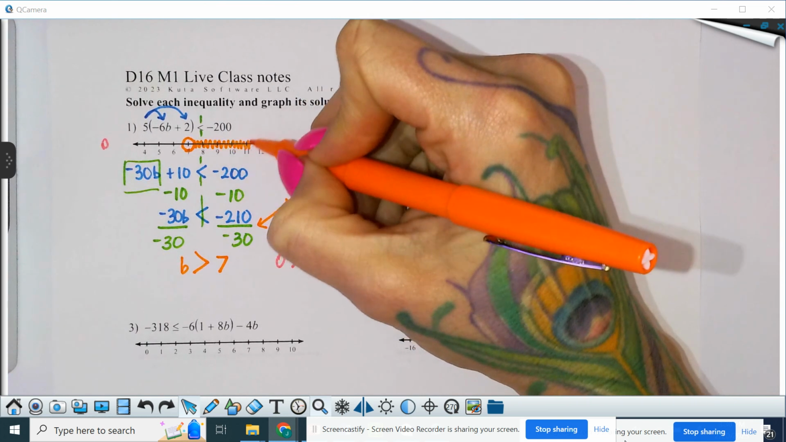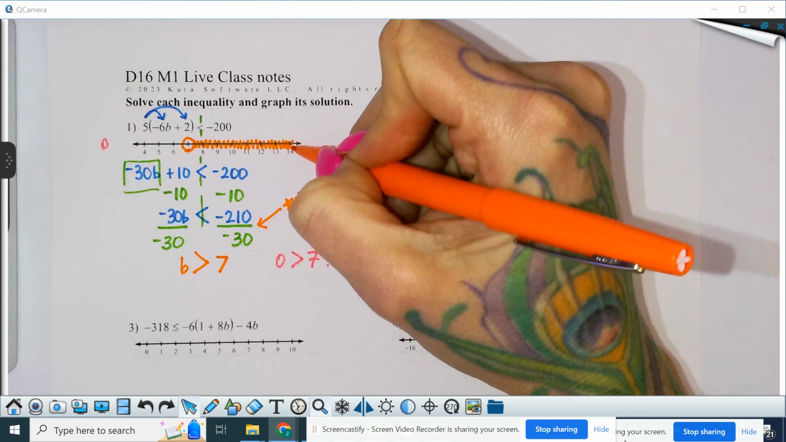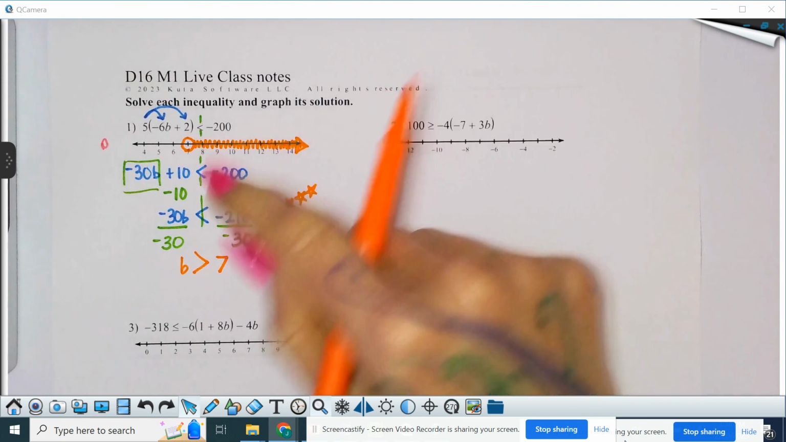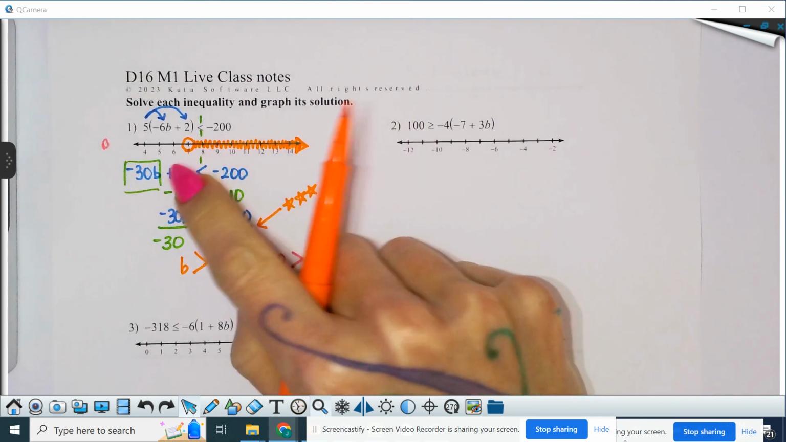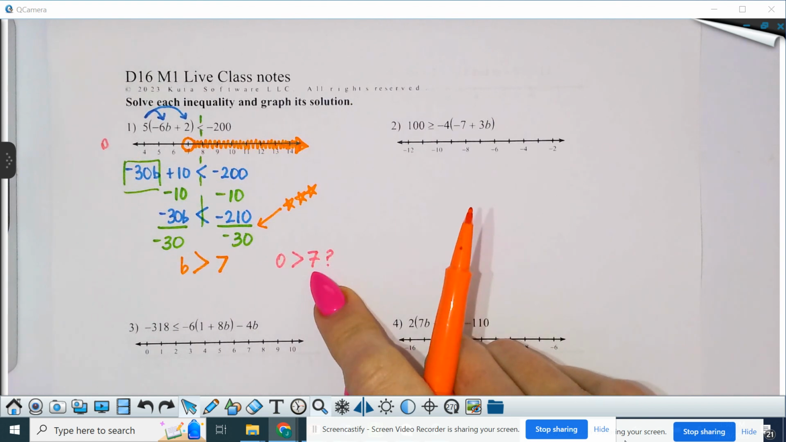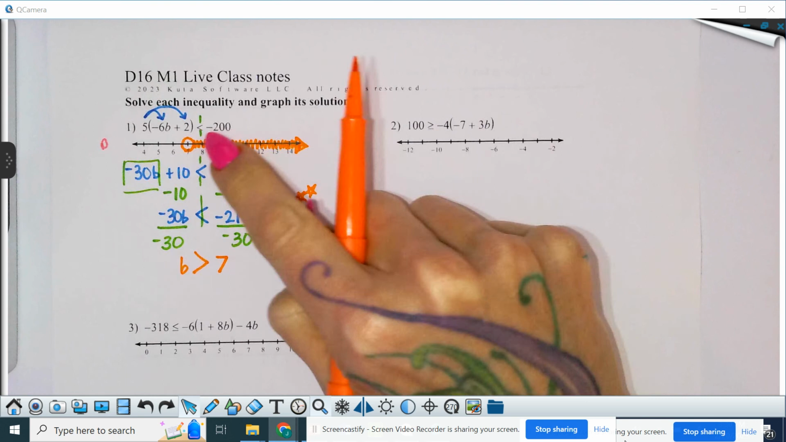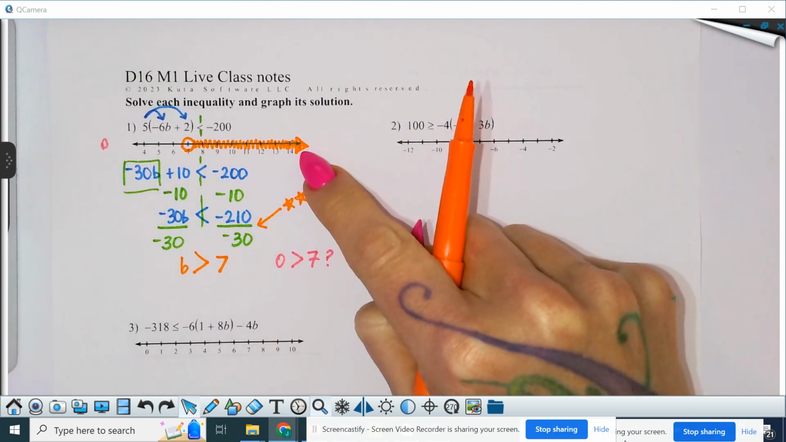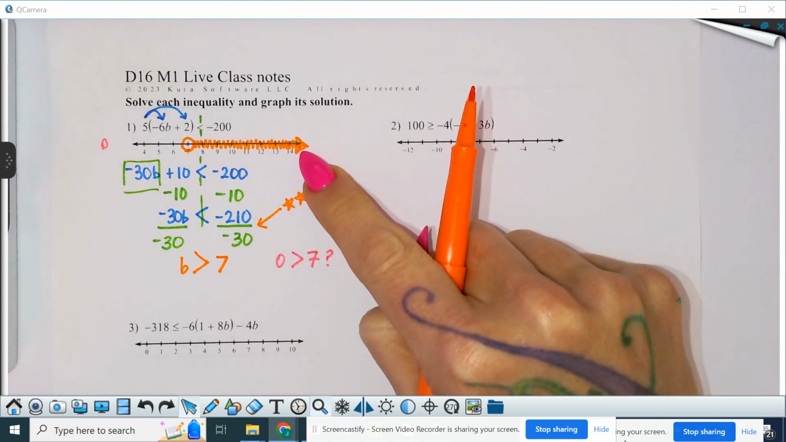And if 0 doesn't make sense to you as to why you would want to use that as your test point, you could pick either number on either side of your 7. So is 6 greater than 7? No. But is 8 greater than 7? Yes. So you want to color in the direction of that test point. Like you're just picking a number to decide which direction.